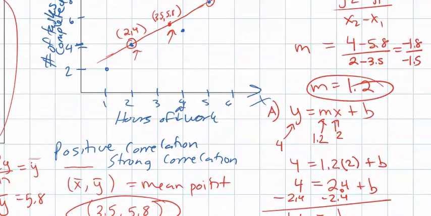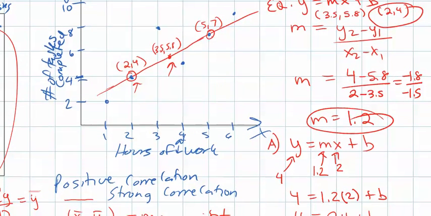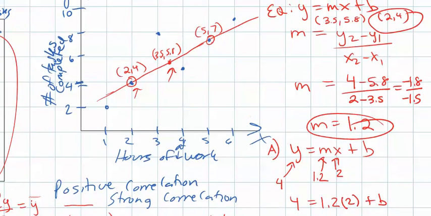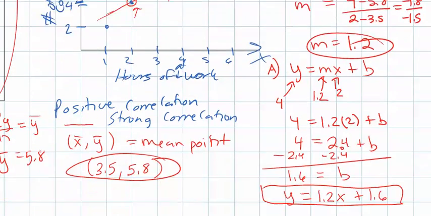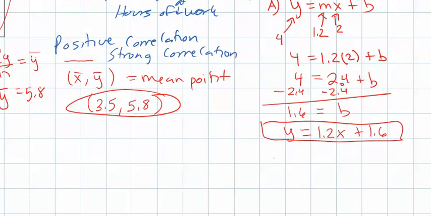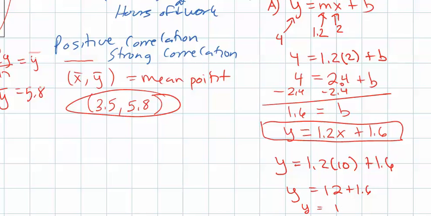So I can use this line to actually predict anything. Let's say that I want to know if I work 10 hours, approximately how many tasks can I get done? So y is equal to 1.2 times 10 plus 1.6. I'm going to tally that up. That would be 12 plus 1.6, which is about 13.6 tasks. Okay, so that's how you can use your equation to make predictions in the future.